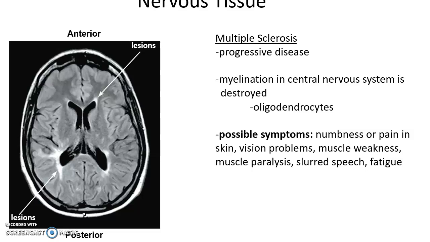So a very serious progressive disorder, all involving the breakdown, the destruction of myelination in the nervous system, destruction of the oligodendrocytes.